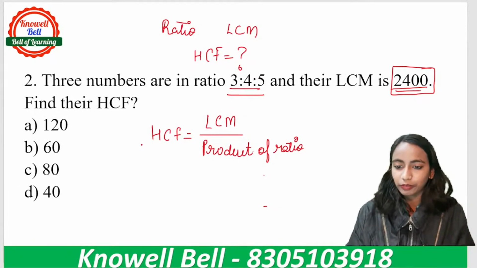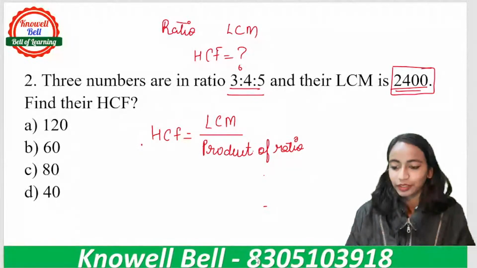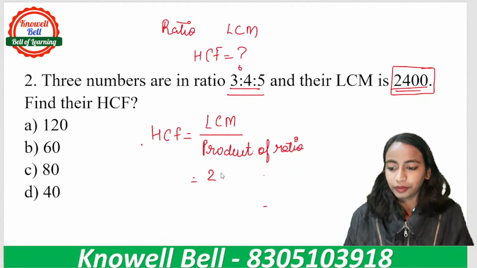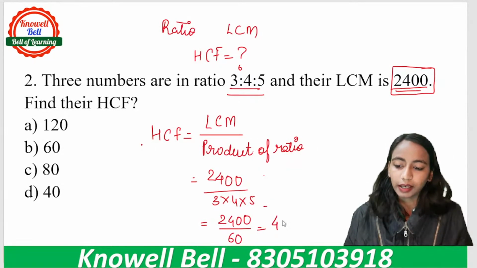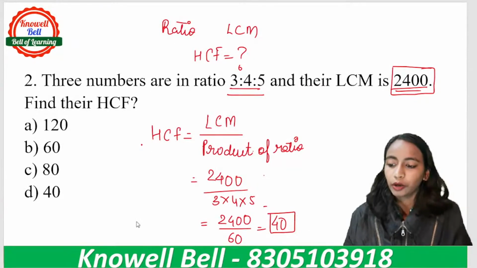Daksh, what is the value of LCM in the question? Anyone? Vaishnavi? 2400. What will be the product of the ratio? 3 into 4 into 5, that would be 60. So we have to do 2400 upon 60. What will be our answer? Our answer will be 40. And 40 is the value of HCF.